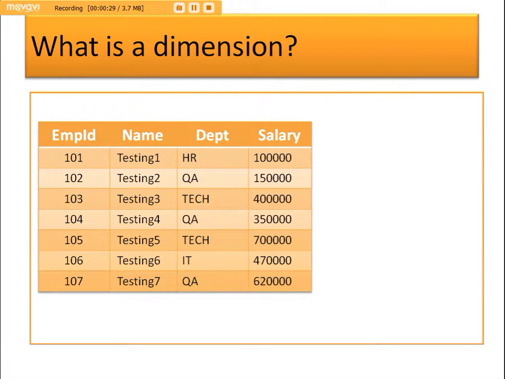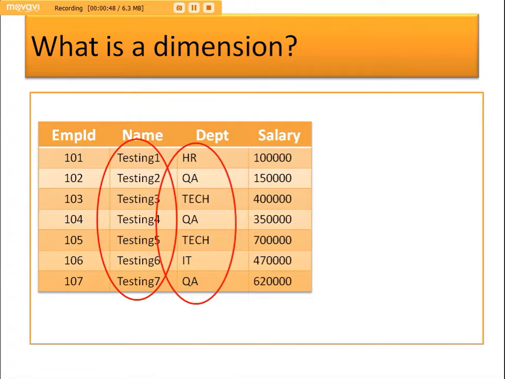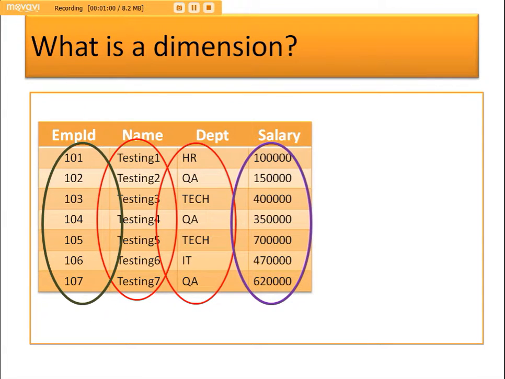So take an example of an employee table where it contains employee ID, name, department and salary. Just look at the name column, where it has data which is non-quantifiable information, like department also, which is non-quantifiable. When you see salary, it is a quantifiable value. So what about the employee ID? Employee ID is a primary key for the employee table.